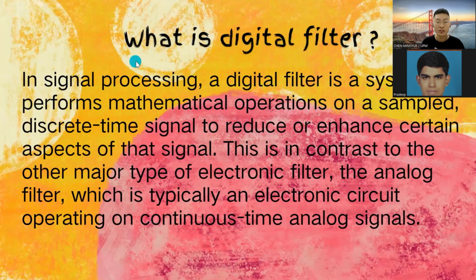Okay, what is the digital filter? In signal processing, a digital filter is a system that performs a mathematical operation on a sampled, discrete time signal to reduce or enhance certain aspects of that signal. This is in contrast to the other major type of electronic filter, the analog filter, which is typically an electronic circuit operating on continuous time analog signals.